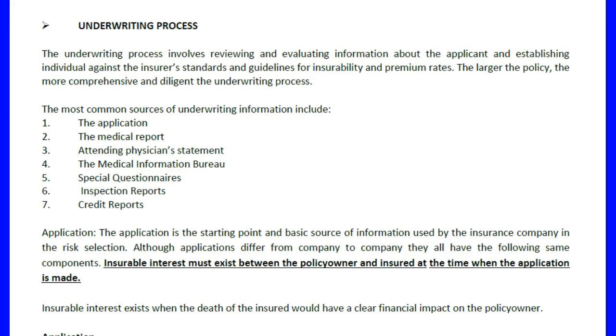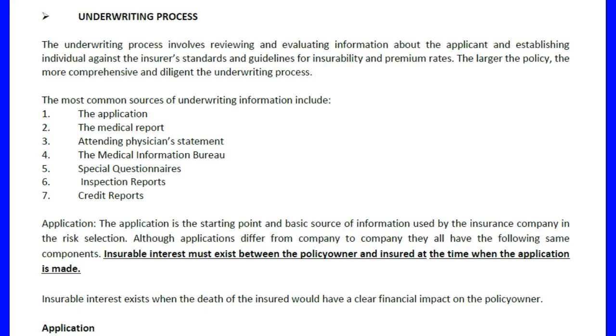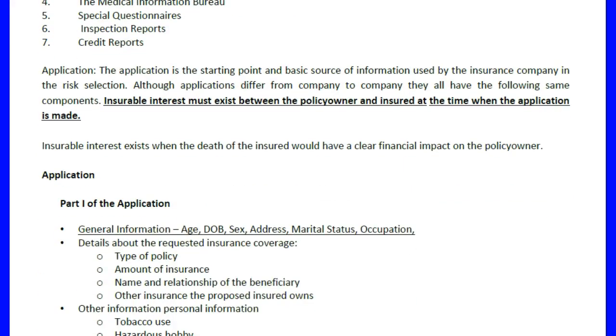The process has the application, medical report, attending physician statement, MIB, which is the Medical Information Bureau, special questionnaires, inspection reports, and credit reports. So first of all, the application.